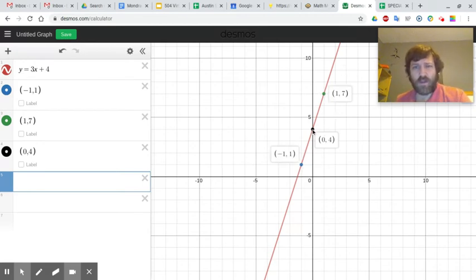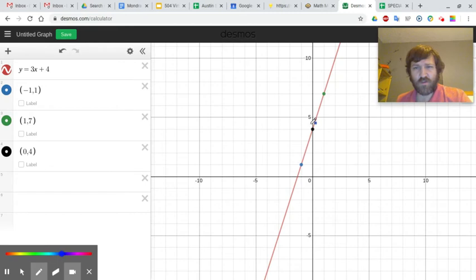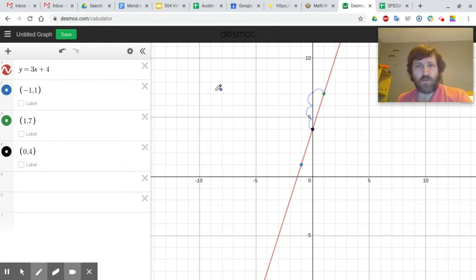And you can see that the graph changes by 3. It goes 1, 2, 3, and then it goes over 1. So we call that the rise over run. So the rise over run is 3 over 1, and that can be simplified to be 3. And that's where we get that 3 from in that equation.